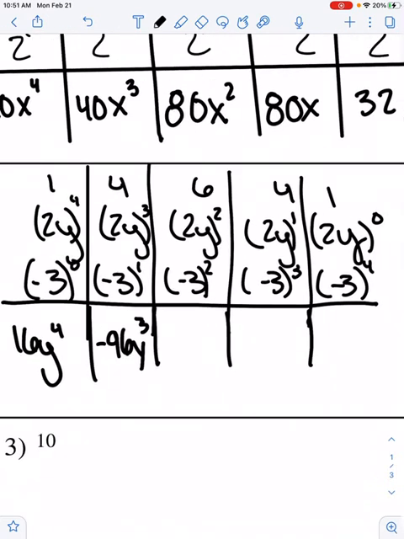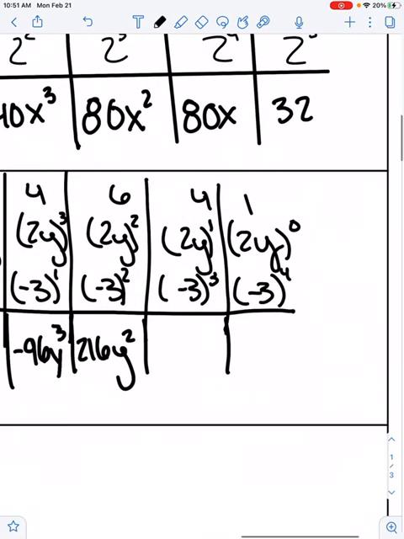Negative 3 squared is 9. 2y to the 2nd would be 4y squared. 4 times 9 is 36, and 36 times 6 would be 216 y squared.